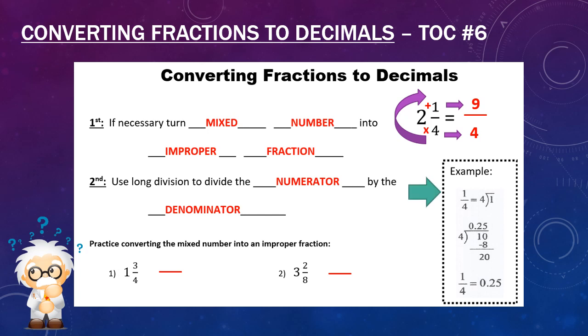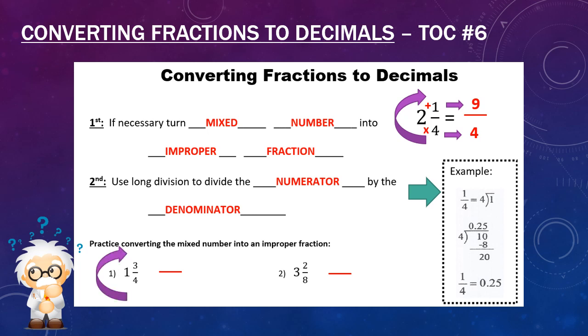So let's do some practice. I do have an example over here on the right of your notes, but let's go ahead and practice doing some conversions from a mixed number into an improper fraction first, and then we'll throw it all together and do the division. So on number 1, we have 1 3/4.